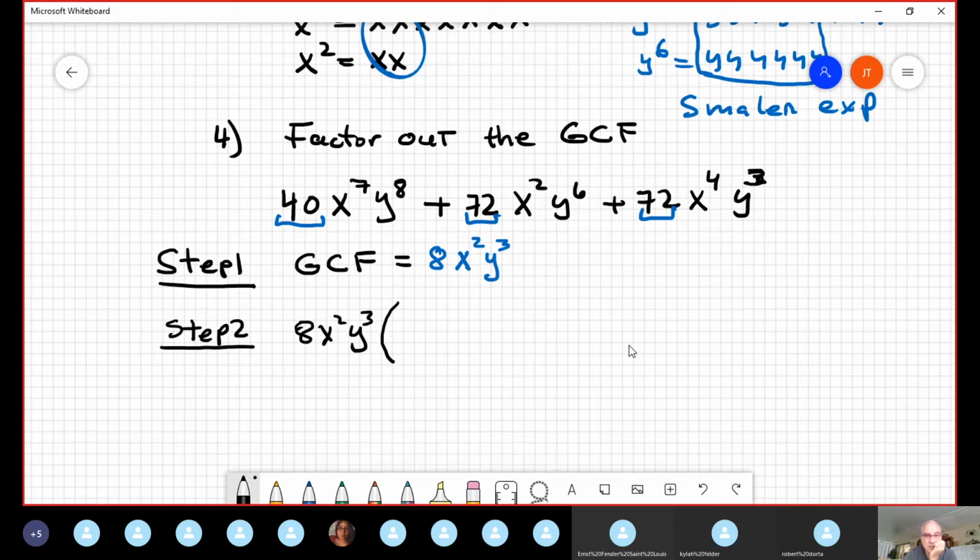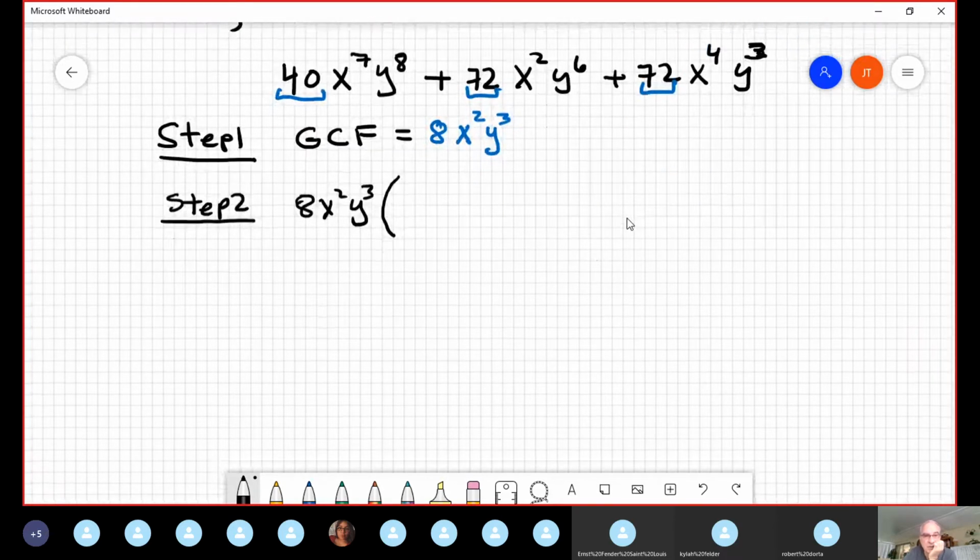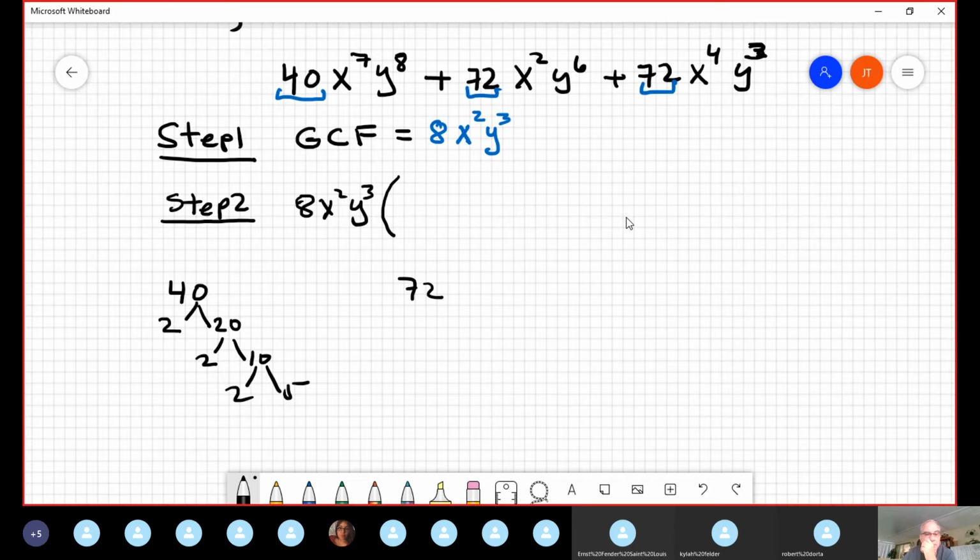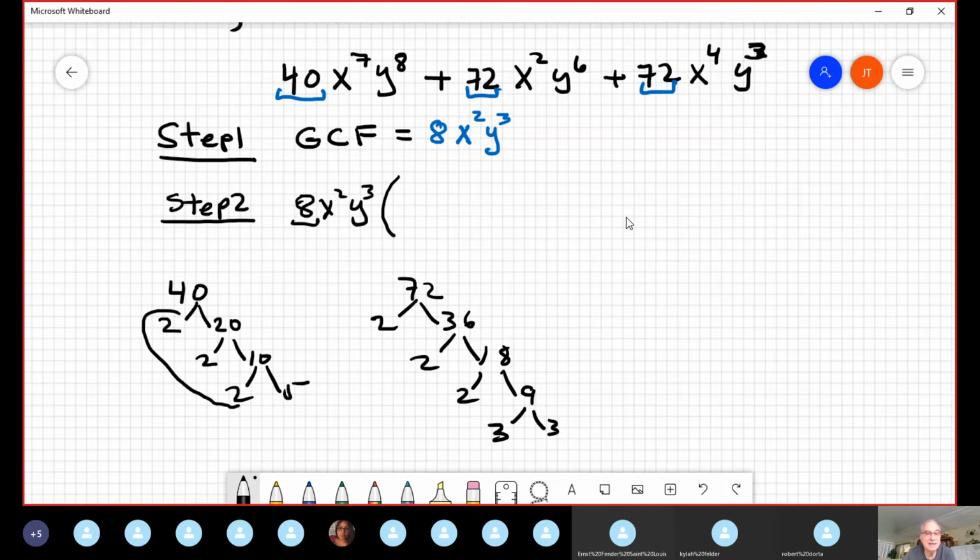Okay, let me try here. Again, let's do the factorization again, because I want to make sure. 72, 40. This is 2, 20. This is 2, 10. This is 2, 5. Okay. This is 2, 36. 2, 18. 2, 9. And this is 3. And you factor out 8. And A is this guy. 3, 2.